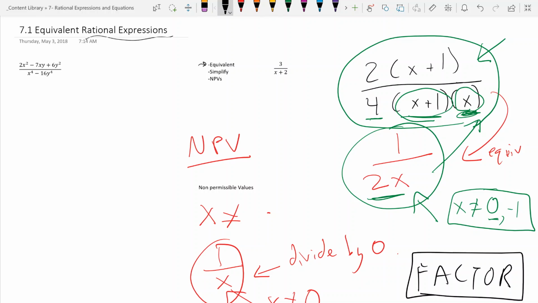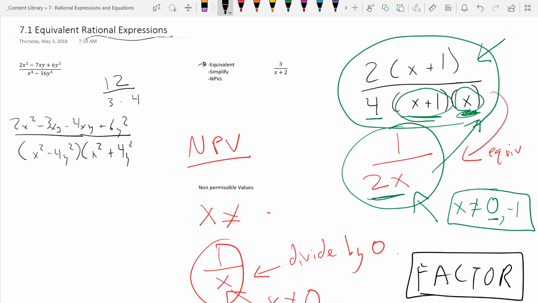So I'm going to divide, for the numerator, it's a trinomial. Okay, so I got 2 times 6 is 12. So I know it's going to be 3 and 4. So I'm going to write 2x squared minus 3xy minus 4xy plus 6y squared, divided by, that's a difference of squares, so it's going to be x squared minus 4y squared, x squared plus 4y squared. Okay. On the numerator, and again, if you're having trouble with factoring this stuff, if the factoring's messing you up, you need to go back and review it. It needs to be a basic skill for this unit.